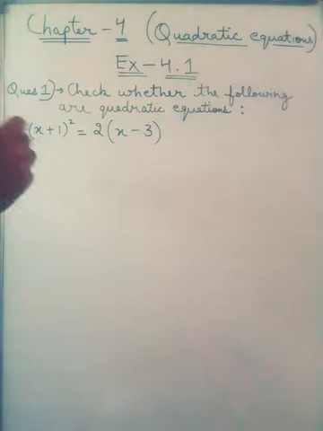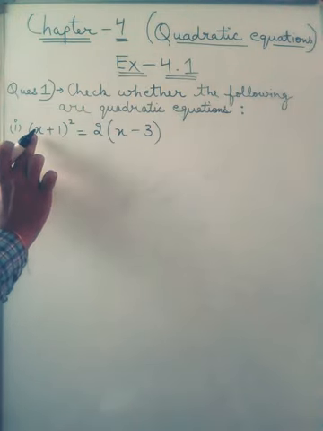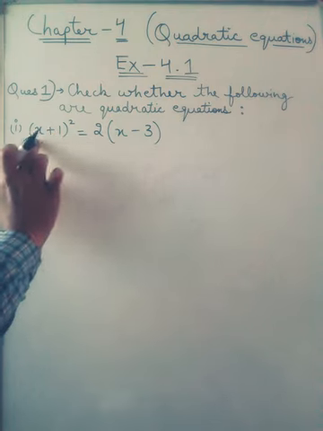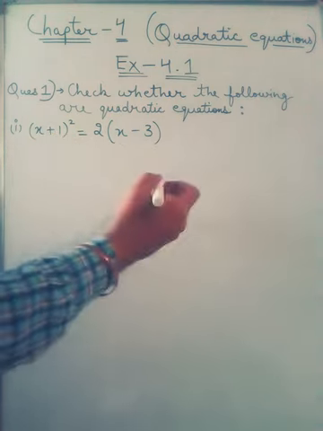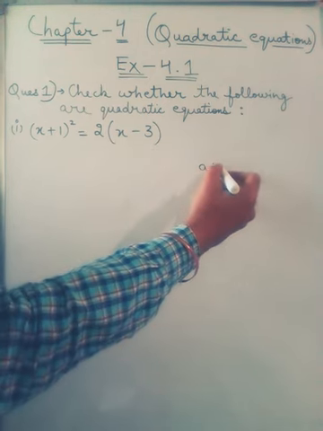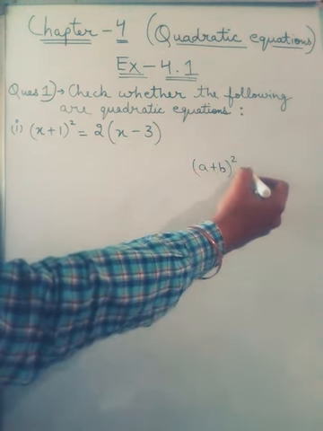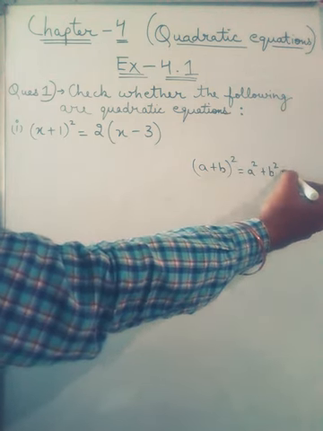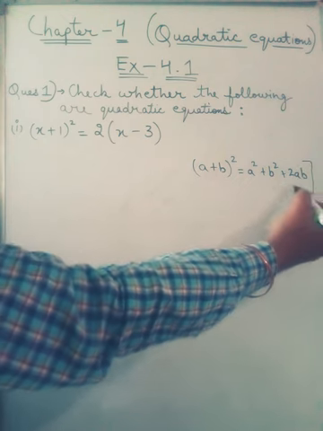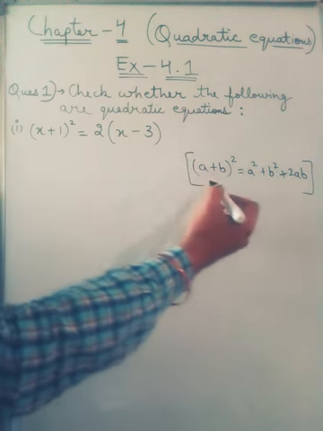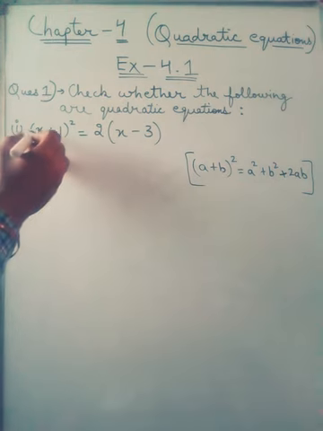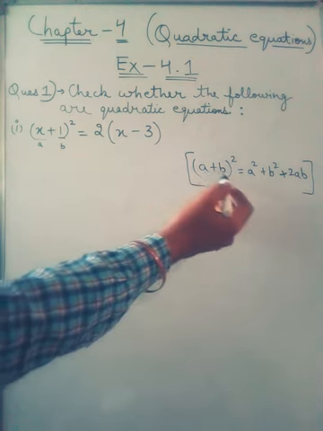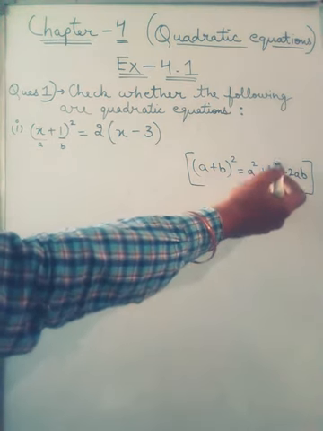So how will we simplify this? You can see here on the left hand side we have (x plus 1) whole square. We have to apply the identity (a plus b) whole square is equal to a square plus b square plus 2ab, to simplify our left hand side. Here a is x and b is 1. So (a plus b) whole square will become a square plus b square plus 2ab.